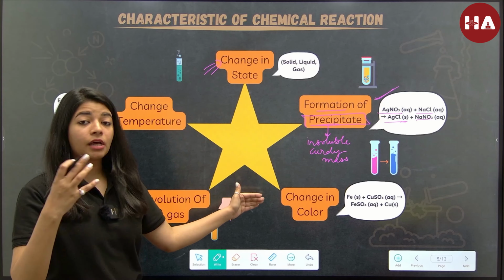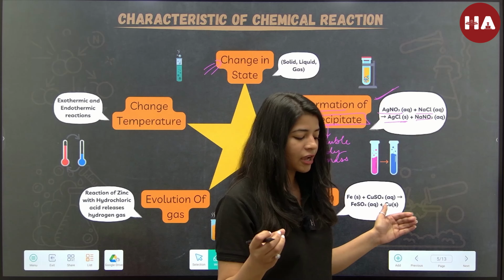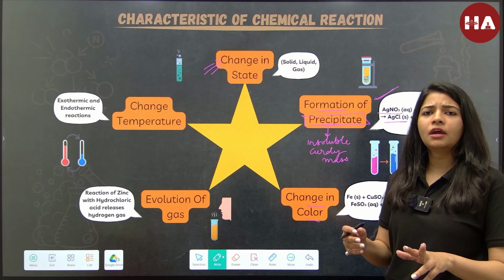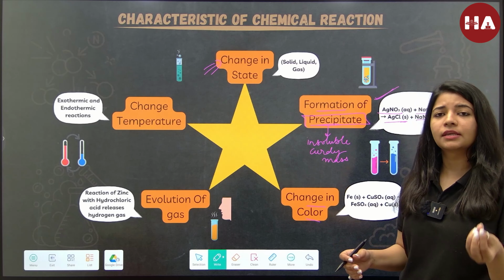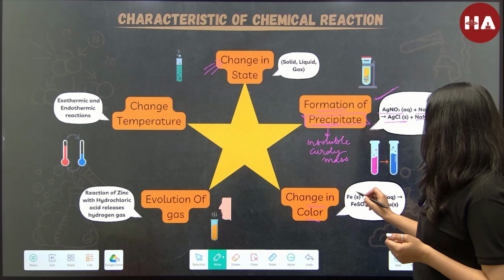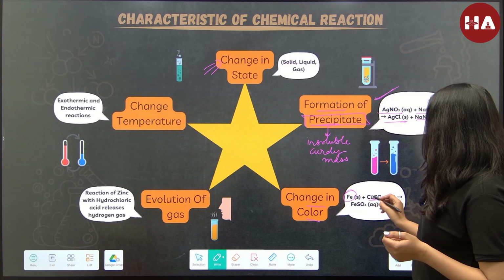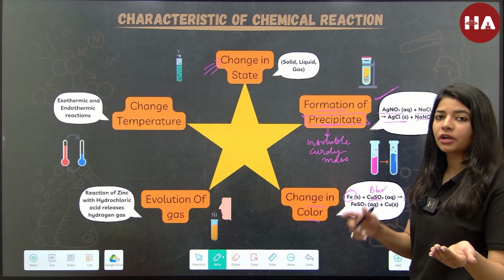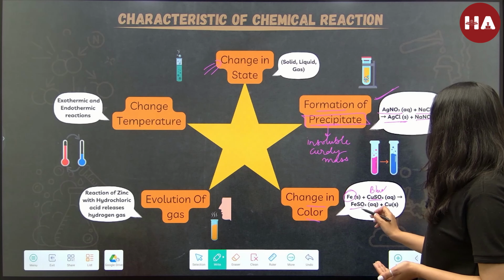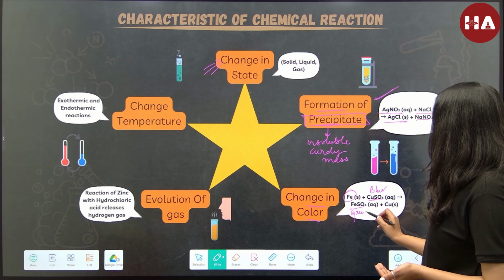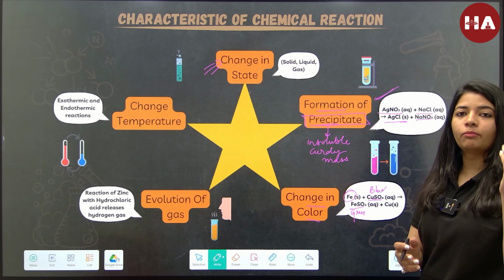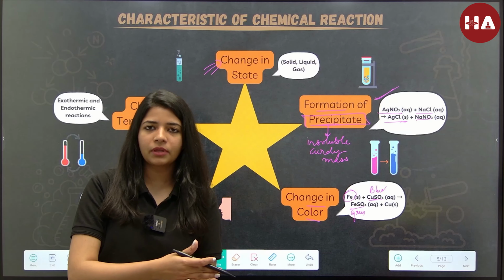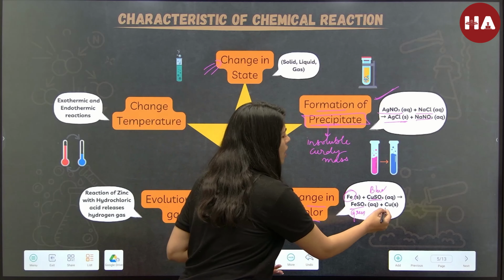Another characteristic which will give us a hint that a reaction has taken place is the change in color. If we add two substances and it changes the color of the previous substance, then we can say that a chemical reaction has taken place. For example, if I add iron into copper sulfate, which is blue in color, what happens? Iron being more reactive than copper, it will displace copper and FeSO4 will be formed, which is green in color. So in this reaction, color is changing from blue to green, because CuSO4 is converting after reacting with Fe to form FeSO4, and Cu will separate out.